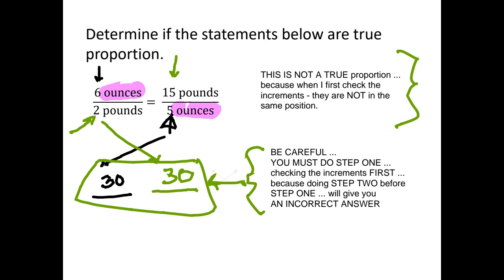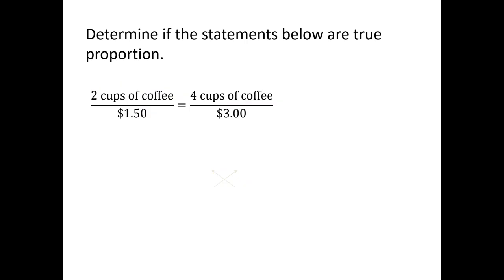Now, let's look at the last one. Okay, increments first. Notice what I have here. Cups of coffee at the top, cups of coffee at the bottom, and dollar signs at the top and dollar signs at the bottom. Step 1 has the increments in the same position.